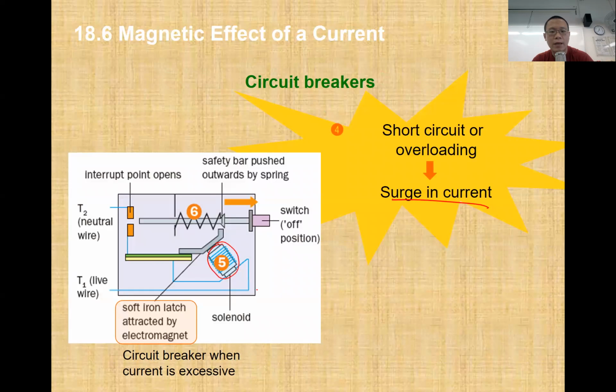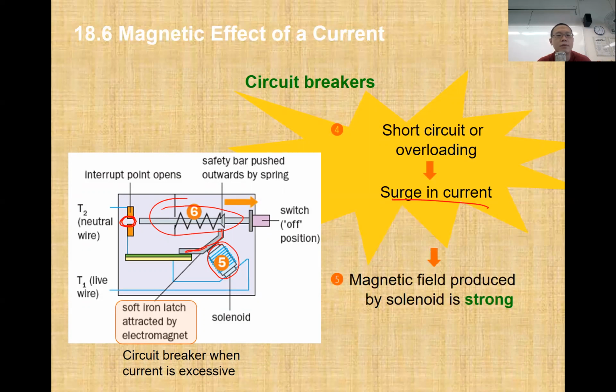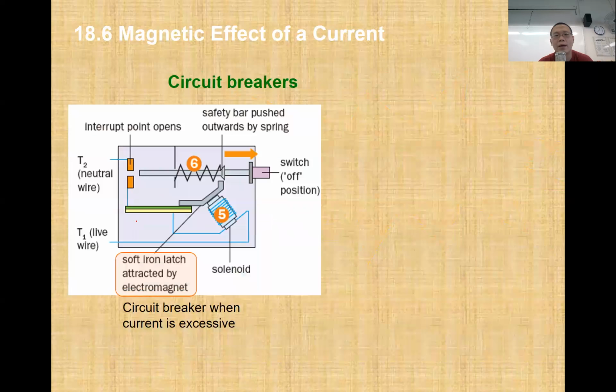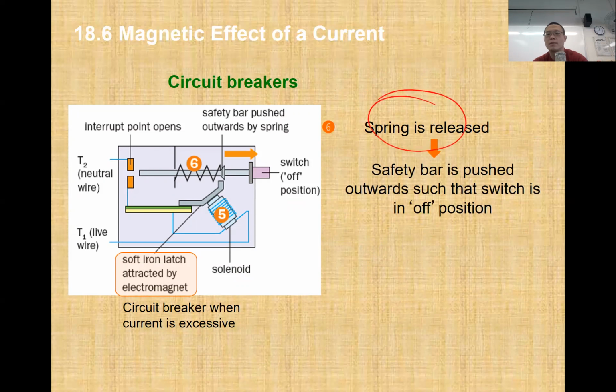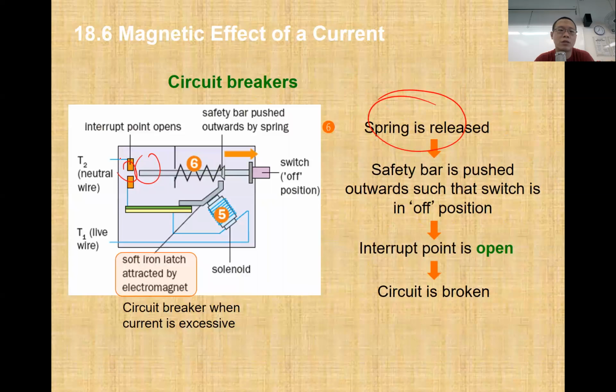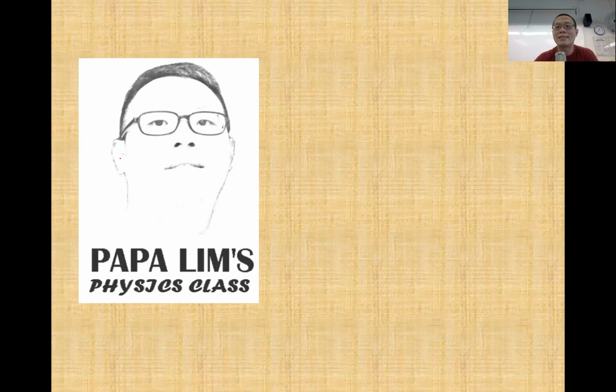My solenoid here, my electromagnet, will be strong enough to attract this latch. Because of that, my safety bar will be ejected and there will be a gap here. Because of this gap, you'll find that the circuit is now broken and the excessive current is stopped. This is what I mean by a circuit breaker. Your circuit breaker makes use of the magnetic effect to release the spring, and when I release the spring, there is an interruption. As a result, the circuit is broken and your excessive current is stopped.